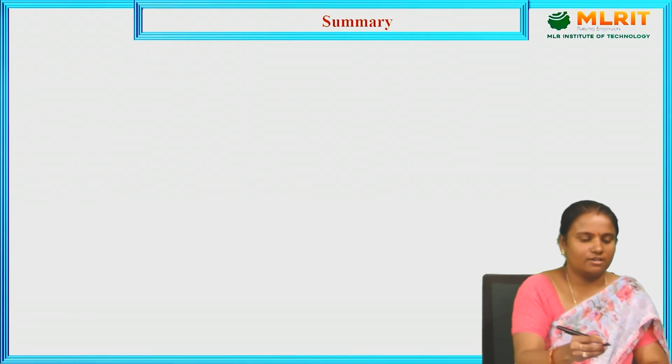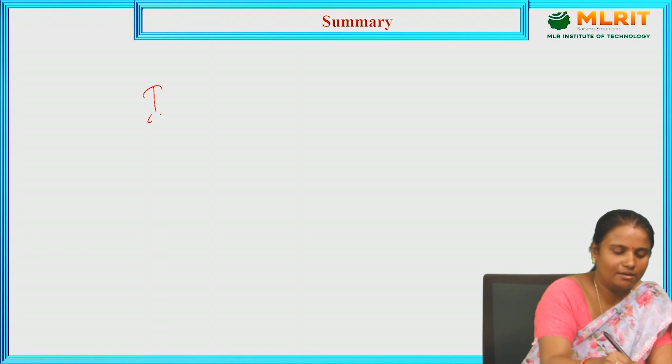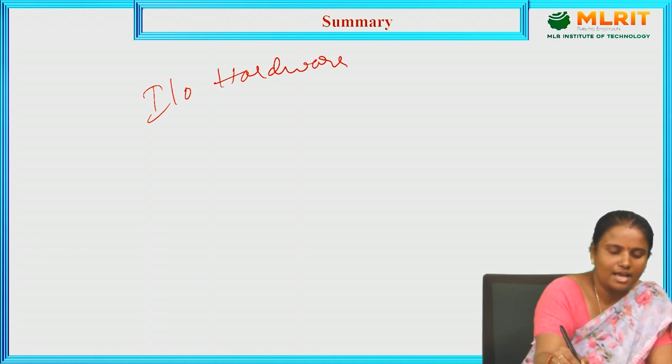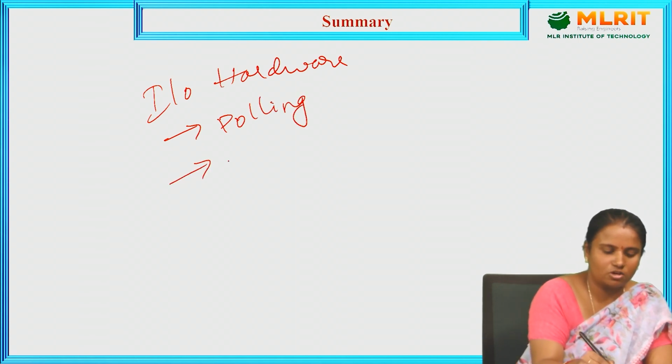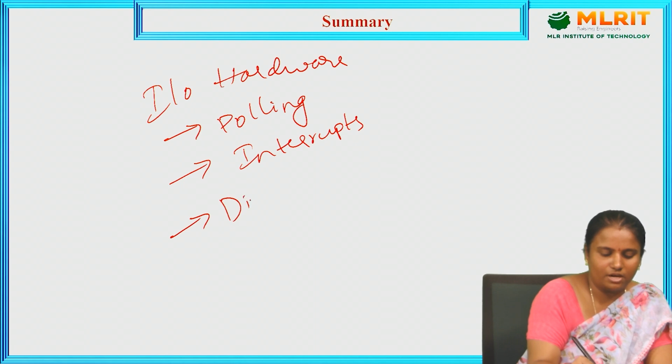So in this session we have discussed input output hardware in the operating system, and we have discussed polling. Polling is nothing but checking the status of the device. And next, interrupts, and next one is direct memory access.